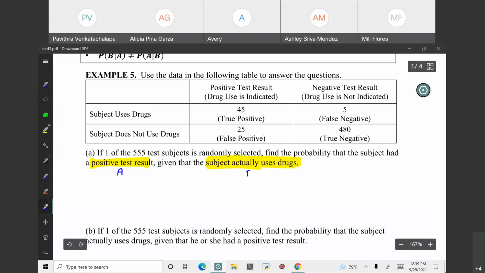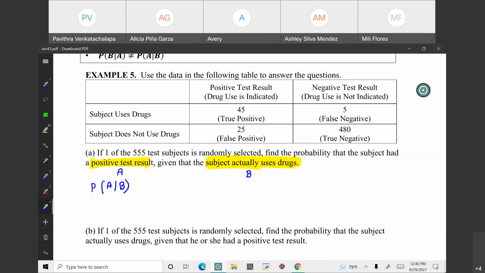This is event A and this is event B. First event, take it as event A. The next event, take it as event B. Now, we need to find the probability of a positive test result given that the subject actually uses drugs. So event B has already occurred. We need to find the probability of A, assuming that B has already occurred.